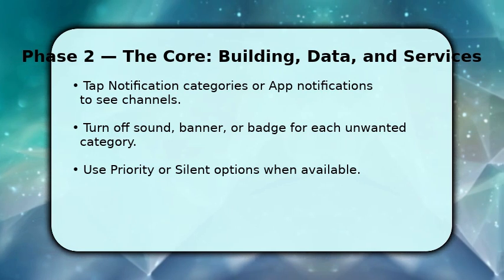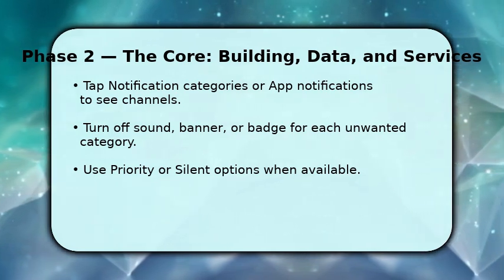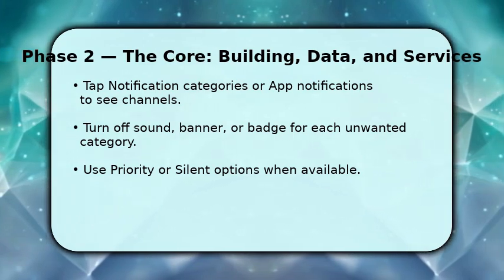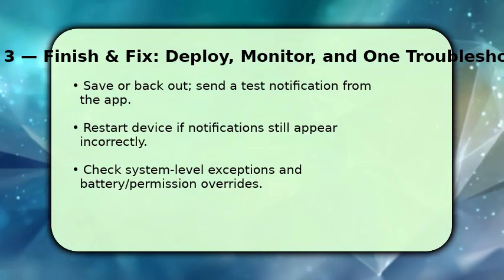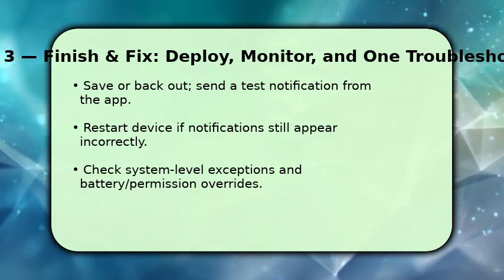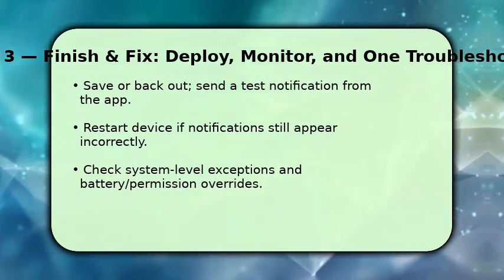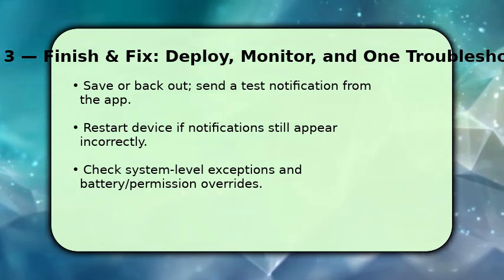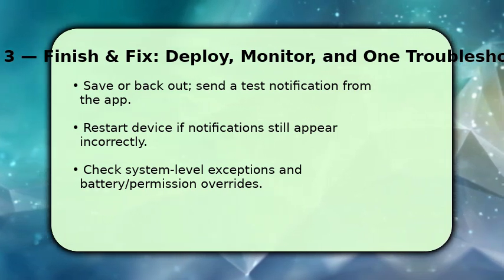After adjusting several channels, review in-app notification settings for redundancy. Finally, back out to save changes and send a quick test notification from the app or ask someone to message you so you verify settings. If you still get sounds, restart the device to clear cached settings and make sure Do Not Disturb rules or system-level exceptions aren't overriding your choices.